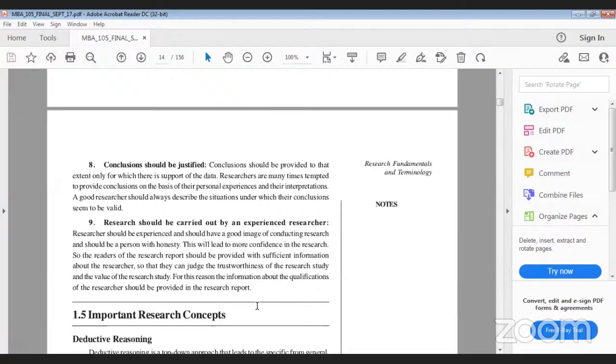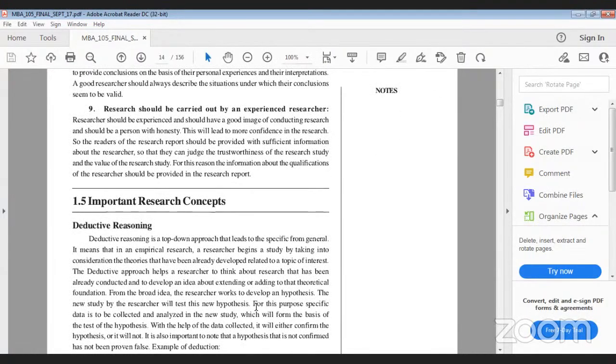The readers of the research report should be provided with sufficient information about the research so that they can judge the trustworthiness of the research study and the value of the research study. For these reasons, the information about the qualifications of the researcher should be provided in the research report.